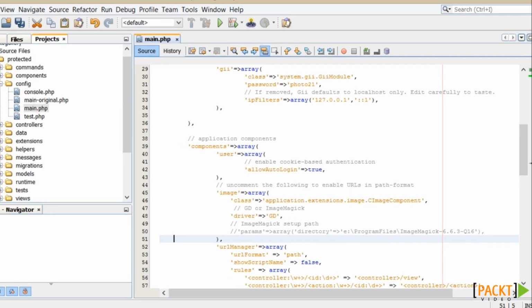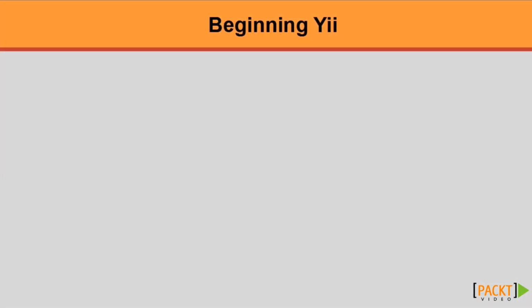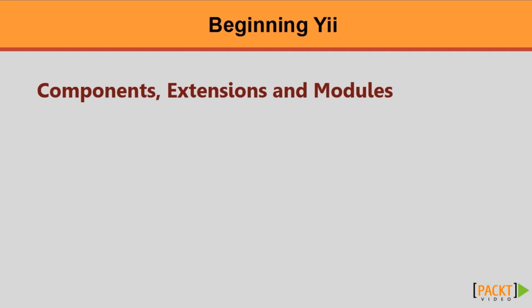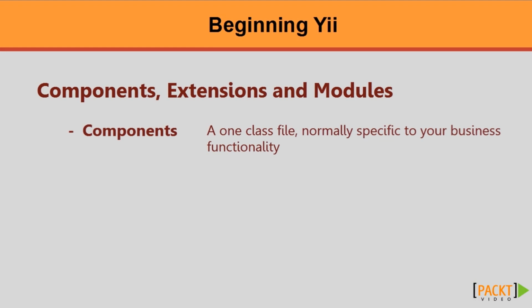Now, I mentioned third-party components, and we've seen extensions, and I've also mentioned modules. But what are they, and what are some of the differences between them? The simplest form is a component, and a component is a one-class file, and normally specific to your functional business requirements, and are placed in a component to share across controllers.